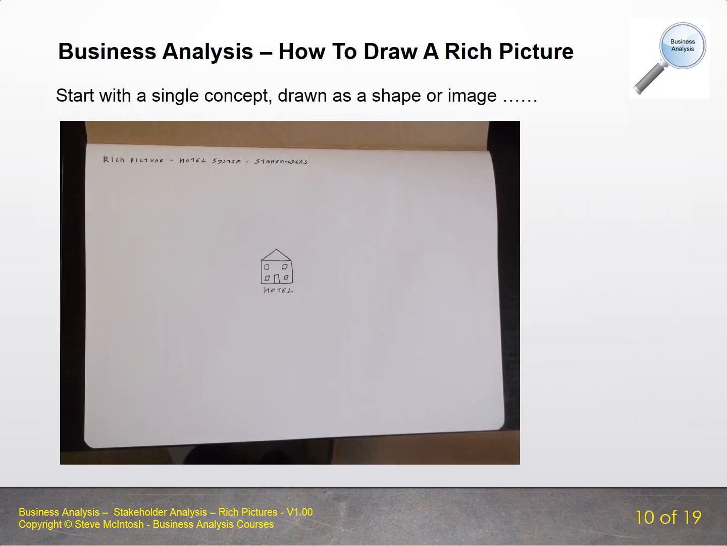So here's the example that I'm going to talk through. You start, as I mentioned, with a blank piece of paper, and in the middle, draw a single concept, the thing you're looking at. In this case, a hotel. So I've drawn a little picture showing the hotel building, labelled simply hotel.